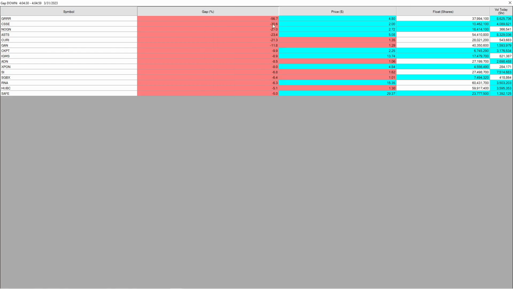What you can see here is the gap down list is in order of which one is gapped down the most or the worst, right? And same idea, price, float, volume. And the float is very important to me because if it has a high float, I don't really want to trade that too aggressively. So I want to be aware of that. And you guys can see the float.